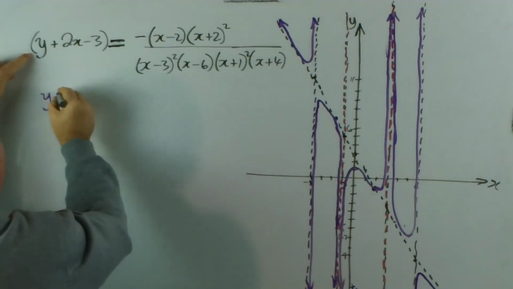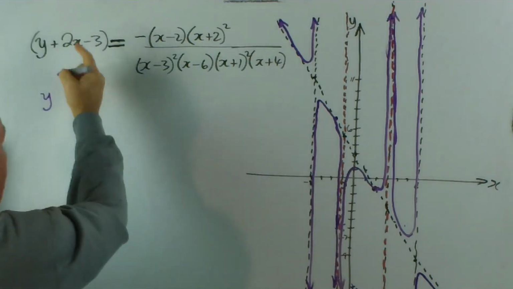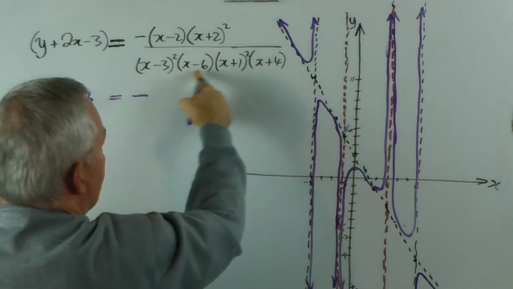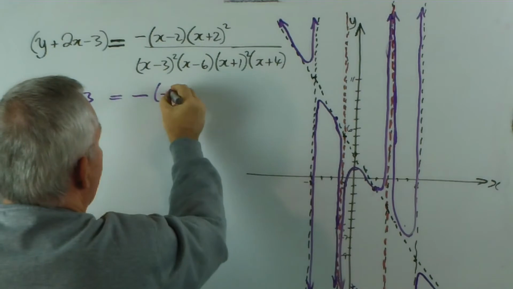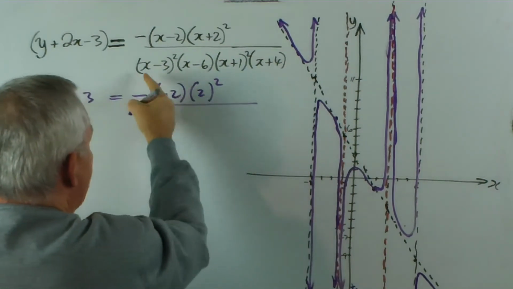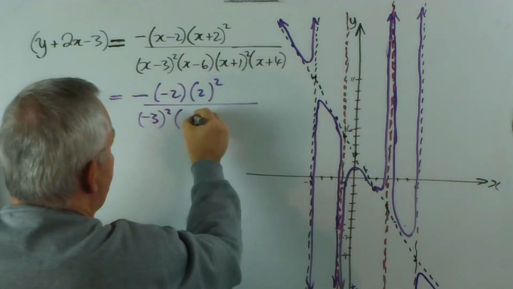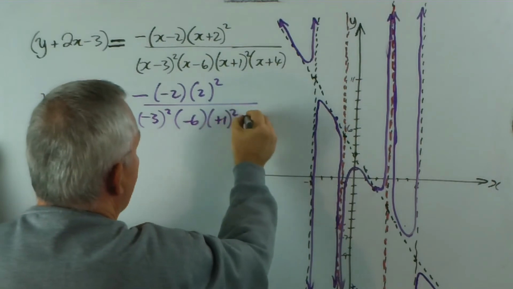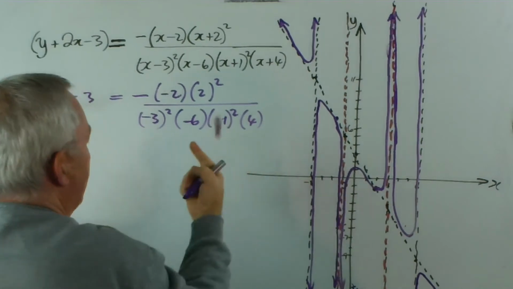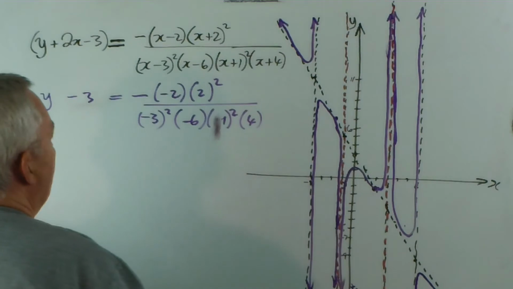we would get y, just remove that because 2 times 0 is 0, y minus 3 will be minus, and let's put a 0 in all these terms. 0 in here leaves a negative 2, 0 in there leaves a 2 squared, 0 in here, negative 3 squared, negative 6, plus 1 squared, and 4. Don't need the plus. Gee, that's grubby. Now, what have we got?